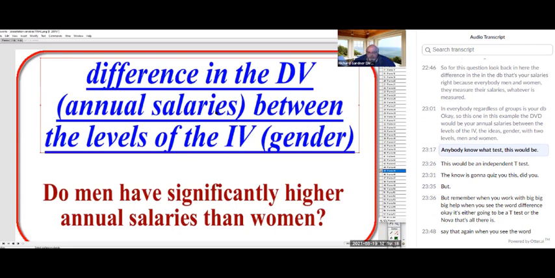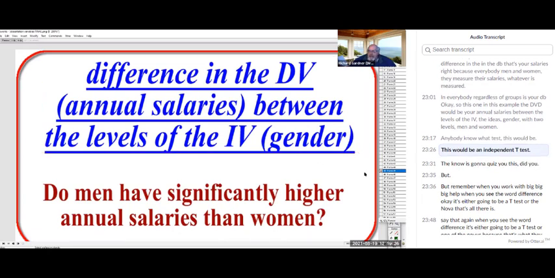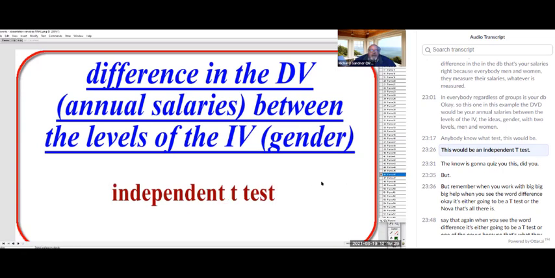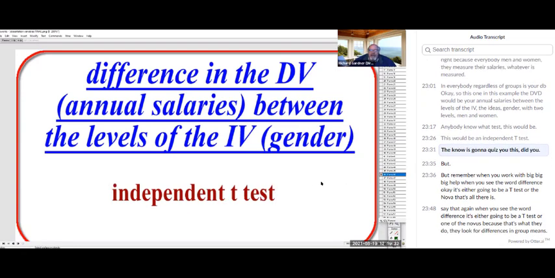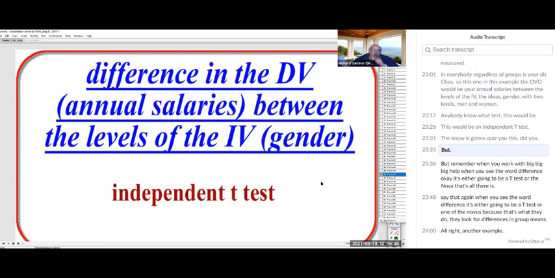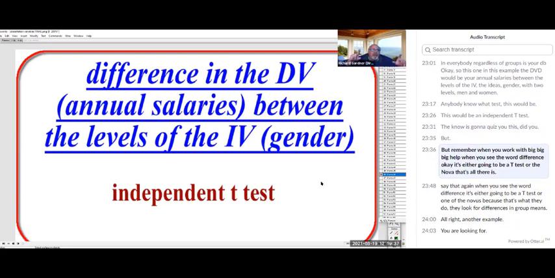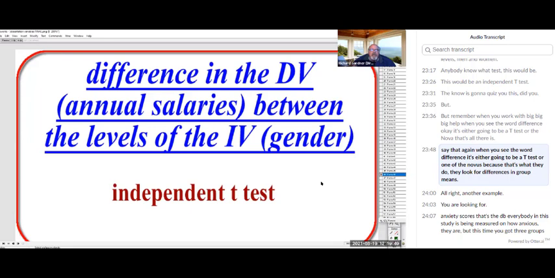Anybody know what test this would be? This would be an independent t-test. Didn't know I was going to quiz you on this, did you? But remember, big help. When you see the word difference, okay, it's either going to be a t-test or an ANOVA. That's all there is. Say that again. When you see the word difference, it's either going to be a t-test or one of the ANOVAs, because that's what they do. They look for differences in group means.